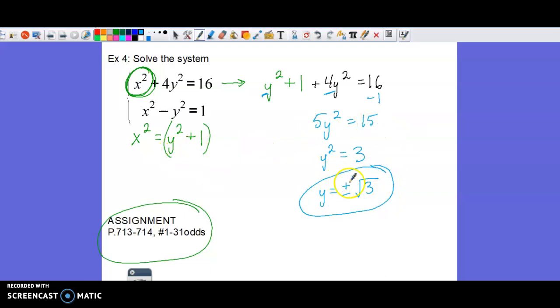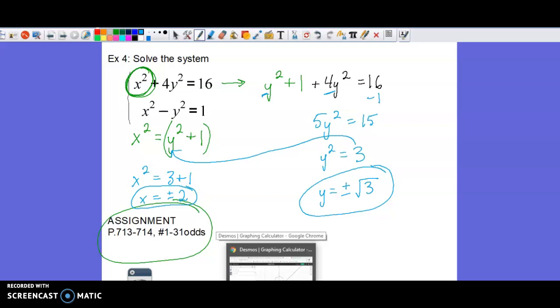Now, if I were going back to solve, I wouldn't put in plus or minus root 3 right here. I would just go back and I would plug in 3 for y squared. So that means that x squared would equal 3 plus 1, which is 4. So that means x is equal to plus or minus square root of 4, which is exactly 2. Now, you might be sitting there and say, well, what are the ordered pairs? That's a great question. And let me point out that there's actually 4 ordered pairs.